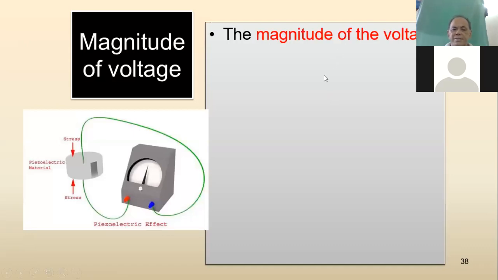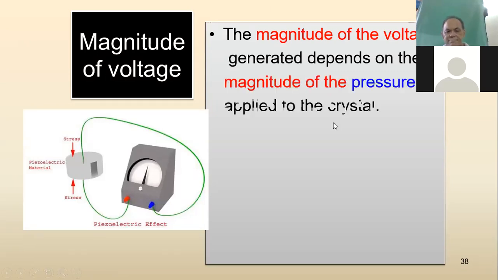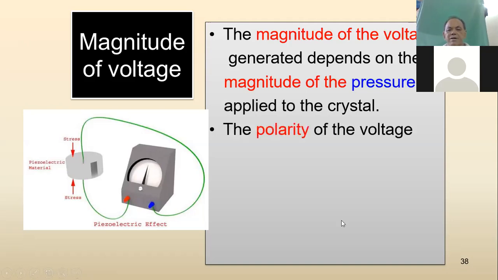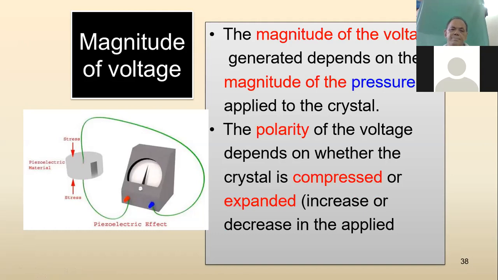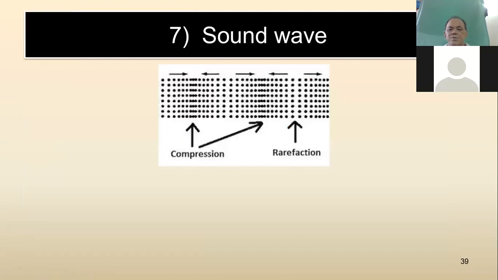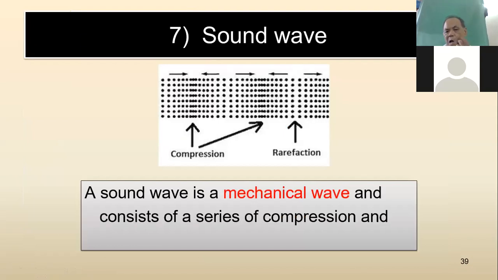How does the magnitude depend? The magnitude of the voltage you generate depends on the magnitude of pressure. Greater pressure, greater voltage. Polarity depends on whether you compress the crystal or you stretch the crystal. Whether you increase pressure or decrease the pressure, same thing. Remember, sound is a mechanical wave or pressure wave. Compression is where the pressure is largest. Rarefaction is where the pressure is the least. So as you speak, the sound wave travels as a longitudinal wave, as a pressure wave.